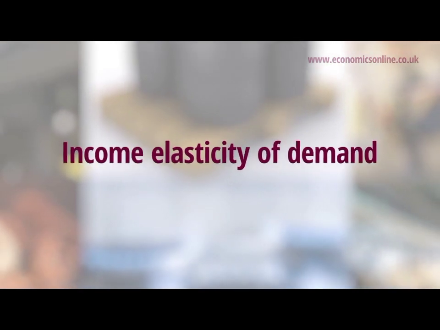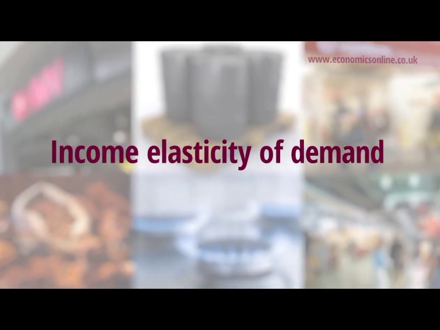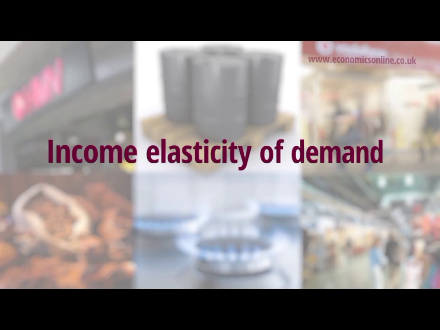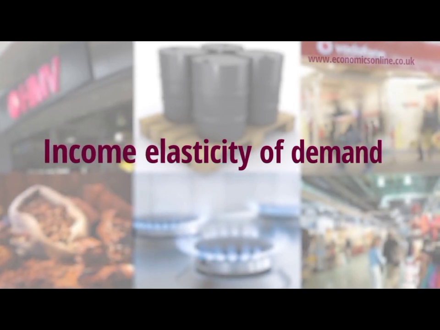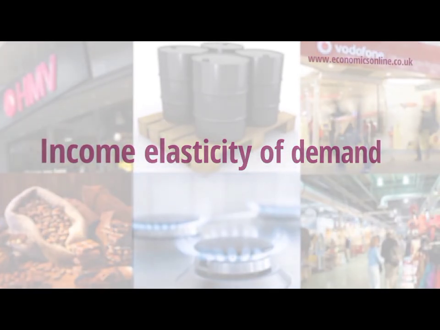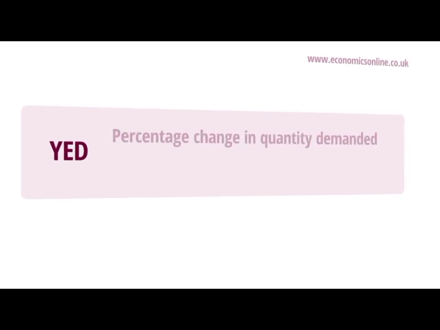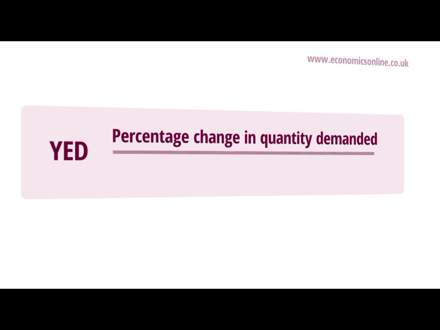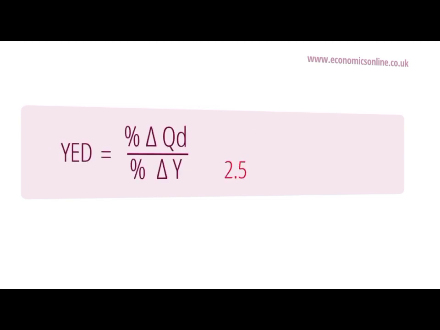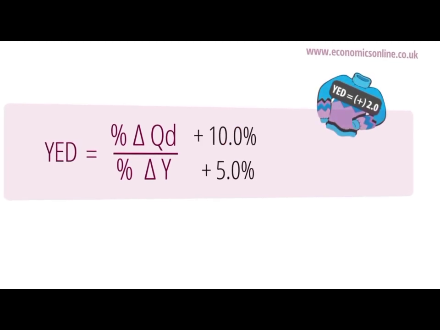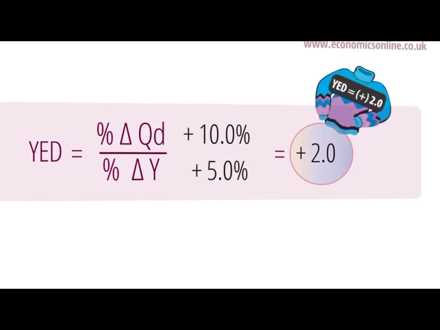Income elasticity of demand, shortened to YED, measures the responsiveness of consumer demand to a change in income. The equation to calculate the coefficient of YED is: YED equals the percentage change in quantity demanded over the percentage change in income. For example, if income rises by 5% in a year, and the demand for clothing increases by 10%, then the YED for clothing is plus 2.0.